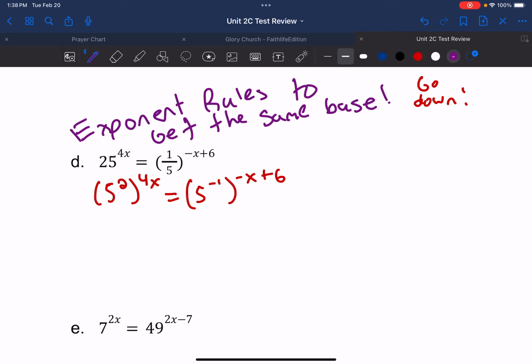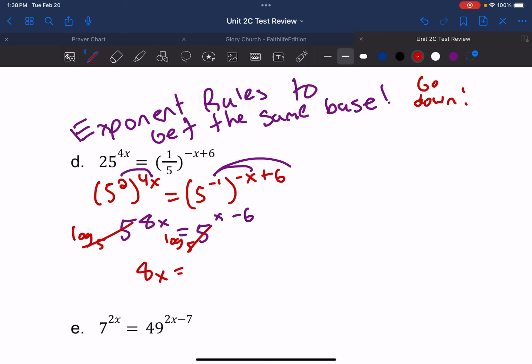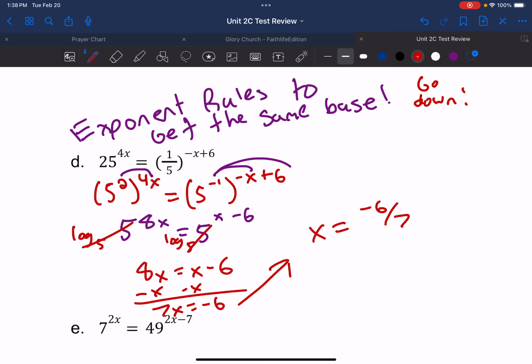And remember, with exponent rules, if I have parentheses, I can multiply. So I'm going to distribute these out here. So that gives me 5 to the 8x equals 5 to the, that gives me a positive x and a minus 6. So now that they have the same base, I can do log 5 on both sides. Subtract x. And that gives me x equals negative 6/7.